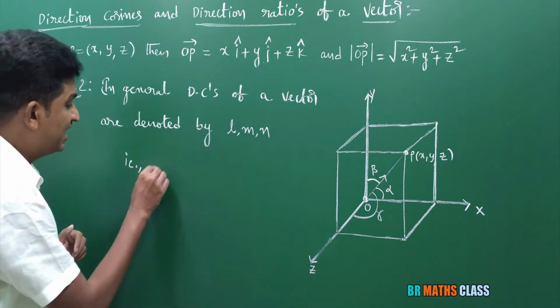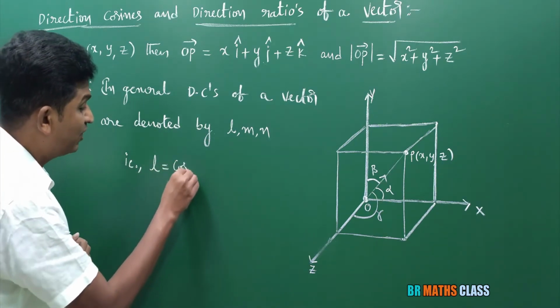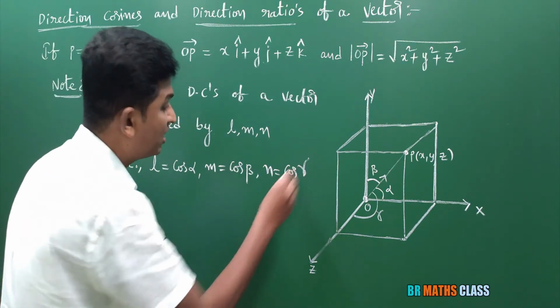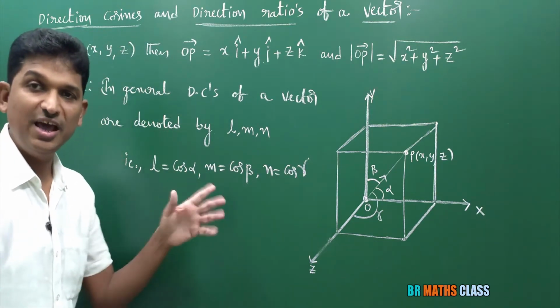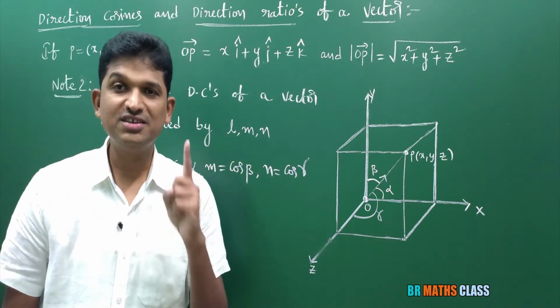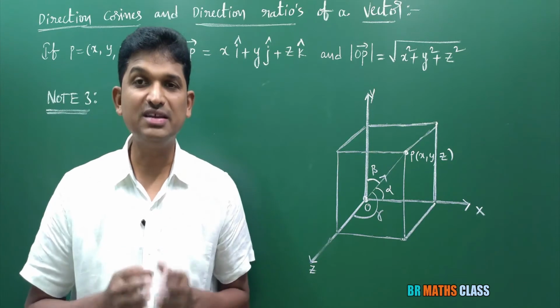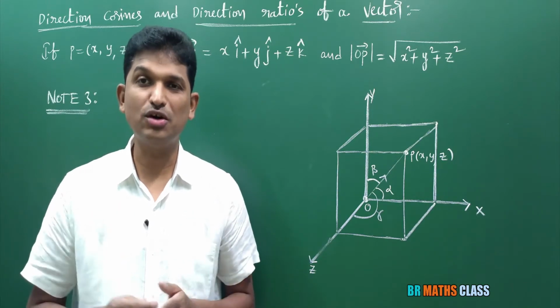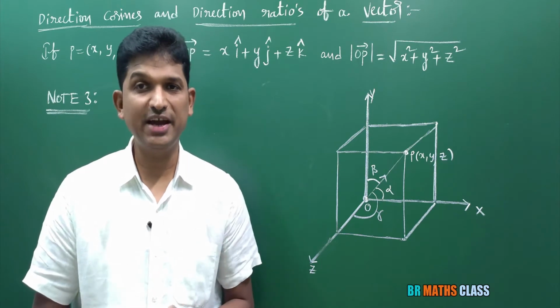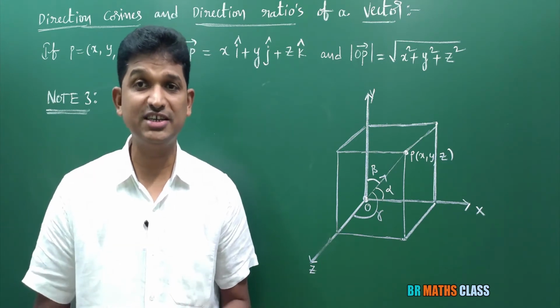That means L is what? L is cos alpha, M is cos beta, N is cos gamma. We use this L, M, N very frequently from now onwards. The third note point is very important. To understand this, you must know what is cos theta. We know that cos theta is adjacent side divided by hypotenuse. This is the definition we learn in trigonometry.